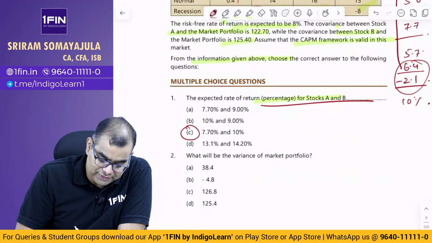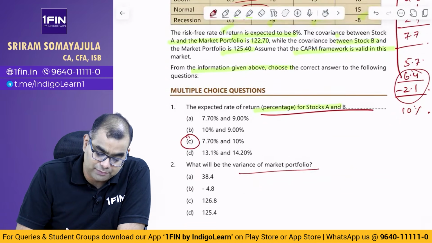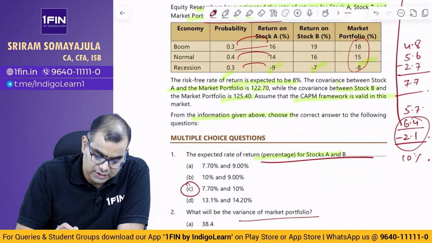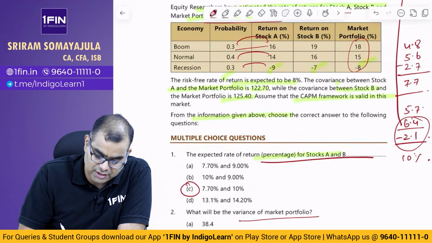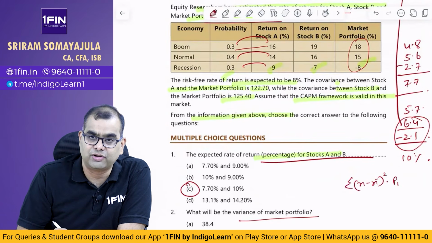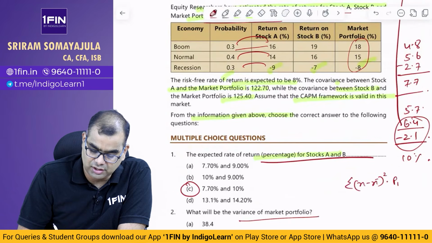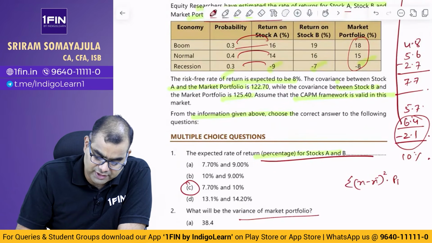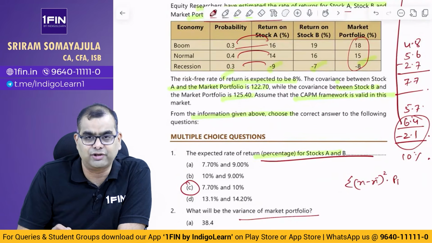Okay, next, what will be the variance of the market portfolio? So they have given the market portfolio under 3 scenarios. How do you find it? Sigma of (x minus x bar) whole square into probability is basically your variance, and under root of that is your standard deviation. Here they are asking what is the expected return in case of the market portfolio, and from that you have to compute the variance.